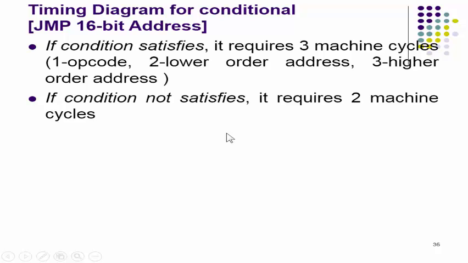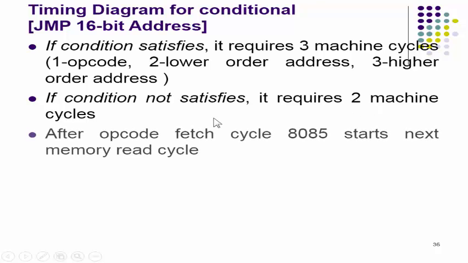If the condition fails or is not satisfied, it requires 2 machine cycles, because in the second machine cycle the processor checks the condition of the flag bit. If the condition is not true, the processor skips the current machine cycle and jumps to the next instruction cycle. So if the condition is not satisfied, it requires 2 machine cycles: the first is the opcode fetch, and the second is the operand fetch machine cycle.